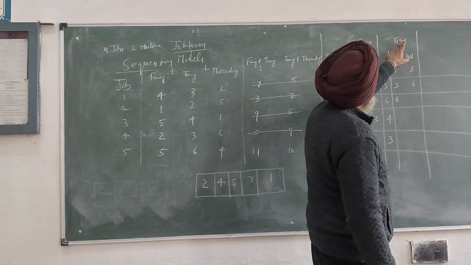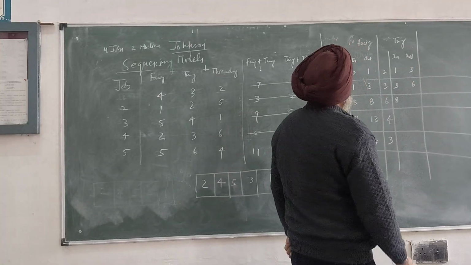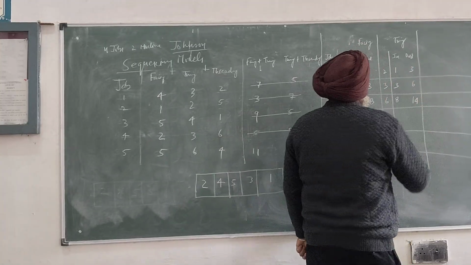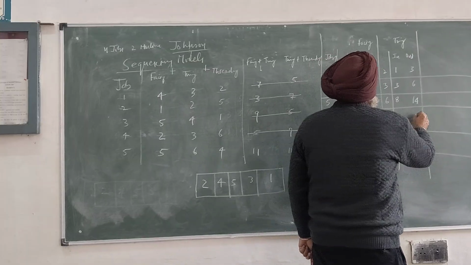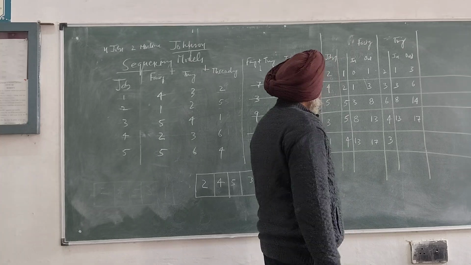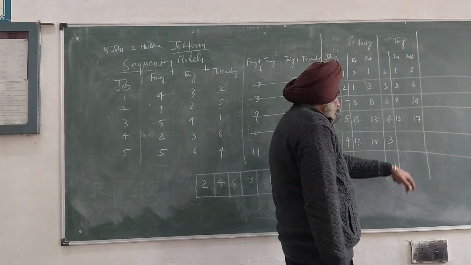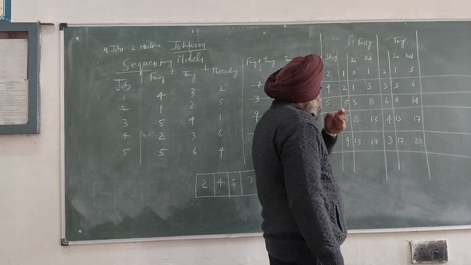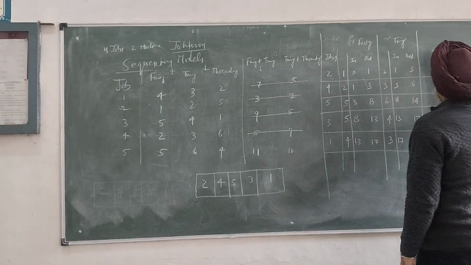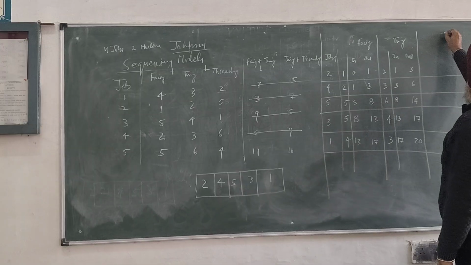By that time this machine will remain idle. 8 plus 6, this is 14. And at the 30th minute, this is free. 13 plus 4, this is 17. And immediately the same job, 17 plus 3, this is 20. Clear? Now we are left with one more part, that is the threading.